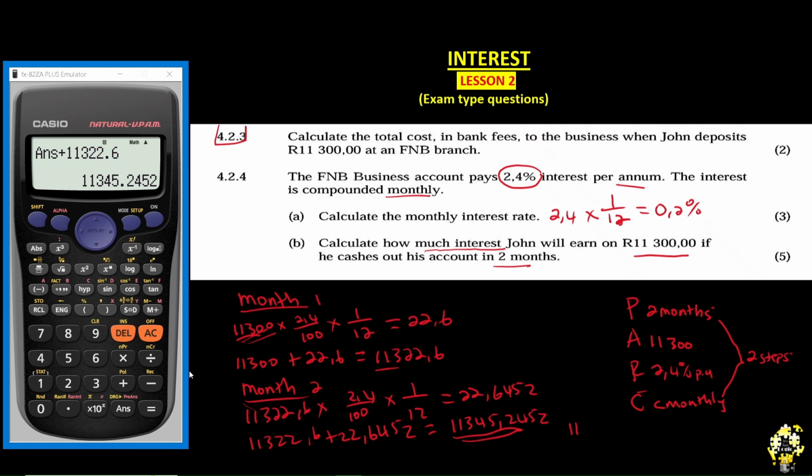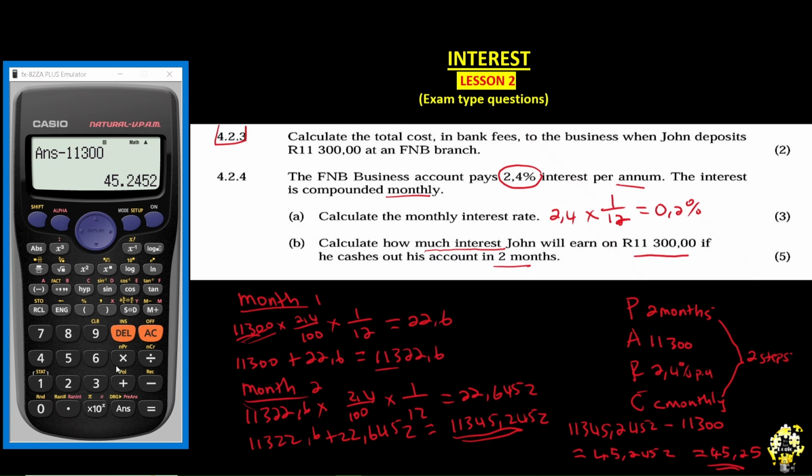So let's do it here. We are going to say 11,345.2452. When you are subtracting 11,300, what do you get? So it's already here. Let's just say 11,300. Now we get 45.24525. This is the final answer. We can round it off to 2 decimal places. So it's going to be 45.25. So the interest that was earned after 2 months for having invested 11,300 is 45.25 cents. That's how it works. That's how you solve this one.